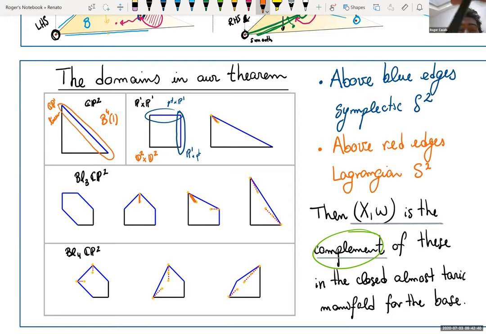Okay, now we get into something more exciting, which is this fellow over here. So if you just looked at the toric manifold.